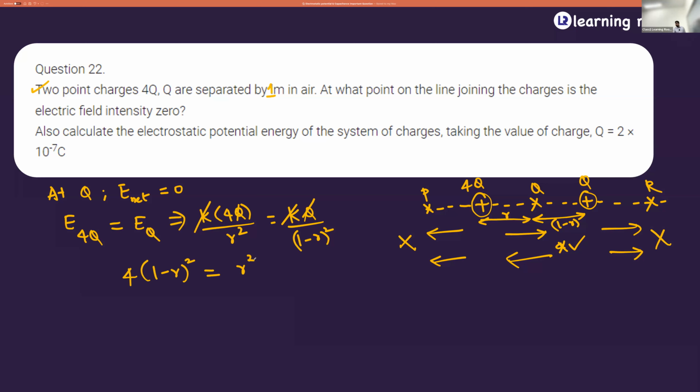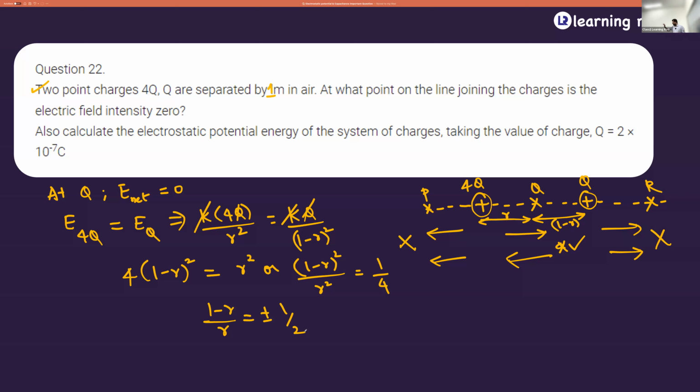So this is one way of solving. Or what you can do is, you can do this: 1 minus r the whole square divided by r square is equal to 1 divided by 4. Here you have 1, here you have this 4. 4 will go to the denominator. It will become 1 by 4. Taking square root on both the sides, you will get 1 minus r divided by r is equal to plus or minus half. Never forget this plus or minus. Okay. So taking plus, solve it once. Taking minus, solve it once. You will get two different answers.